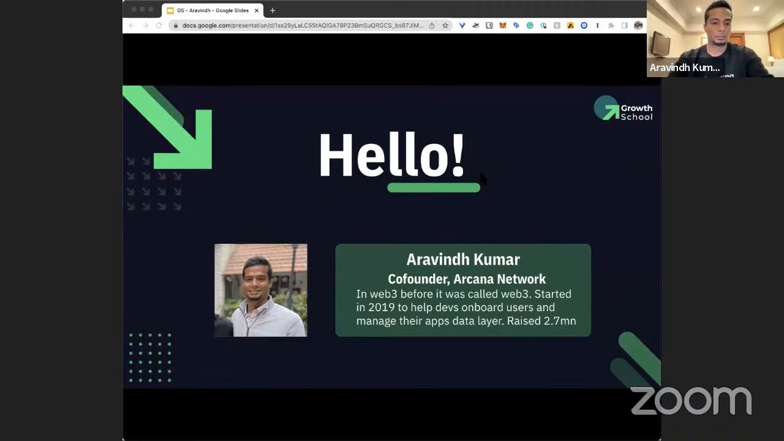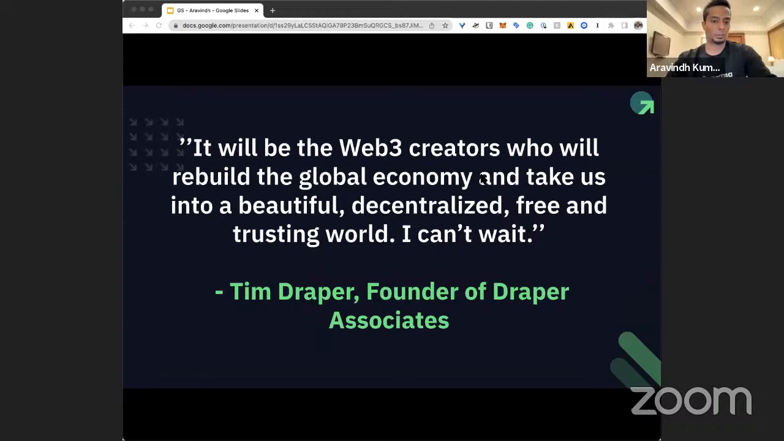So quickly to get started, this is a quote that I personally like of all the quotes that people have said about Web3 and creator economy. The reason is that I believe creators are especially important for Web3 because they have the reach to a wider audience than any other use case that Web3 or crypto can enable. This means that a large number of people can really participate and see what value blockchain itself can offer them. Tim Draper has very nicely captured it here, where it says it'll be the Web3 creators who will rebuild the global economy and take us into a beautiful, decentralized, free and trusting world. Sounds like a manifesto, but I truly believe that this is possible.